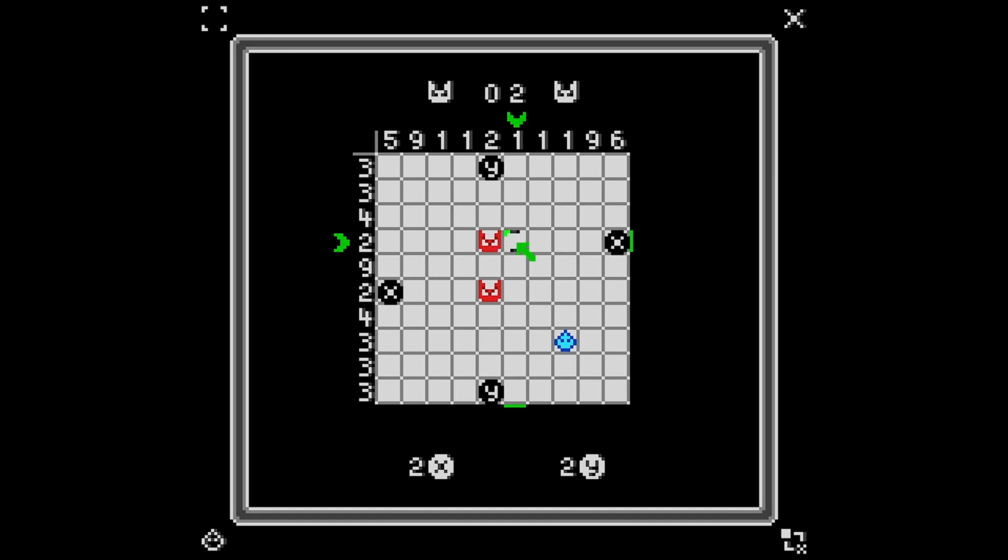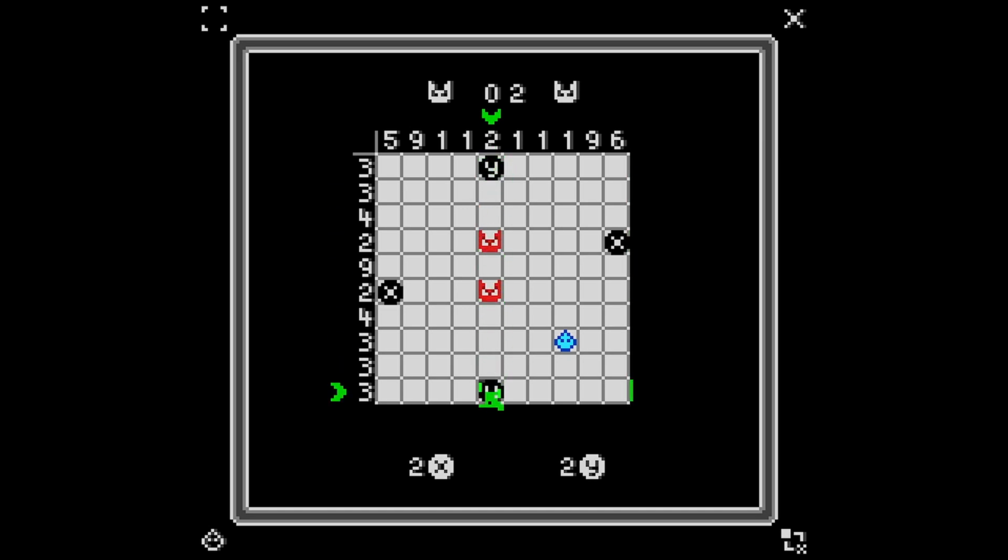Level 73. So there are 2 bunnies, 2x and 2y. That means one of them is 0 and one of them is 1. This column has 2 walls, and that means that one of these bombs cannot hit one of these bunnies.